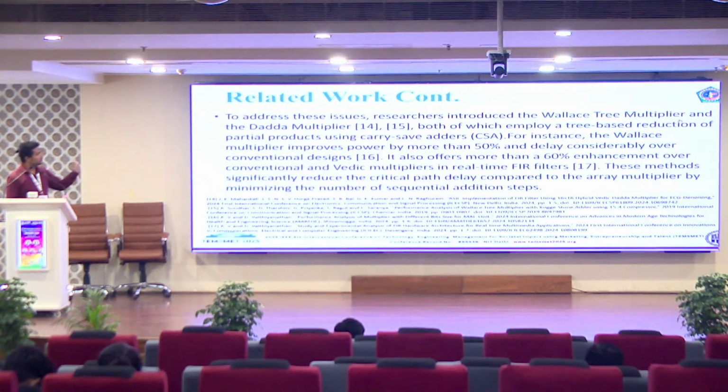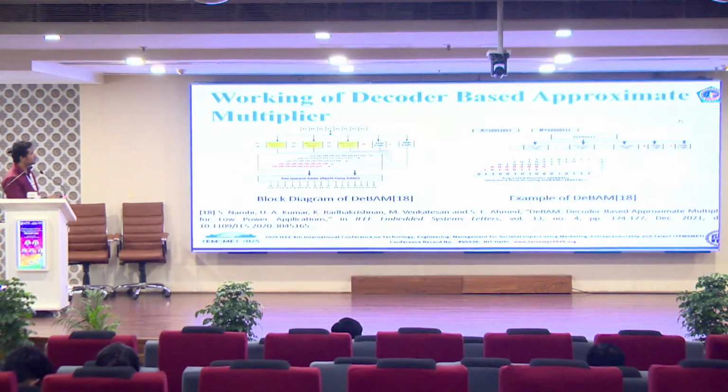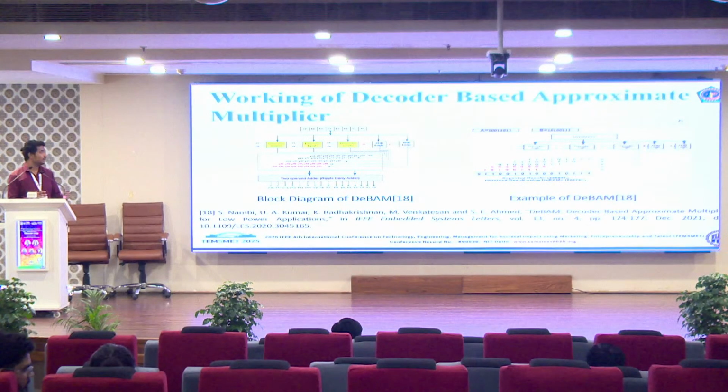Coming from these related works, we made further improvements, and after some time we introduced our new multiplier, which is DBAM. This is the working of the decoder-based approximate multiplier. In multipliers, two bits are added simultaneously. But in DBAM, we use a shift operation for performing this multiplication.